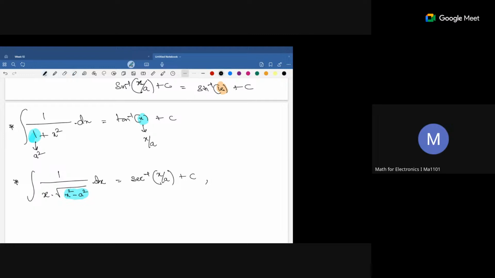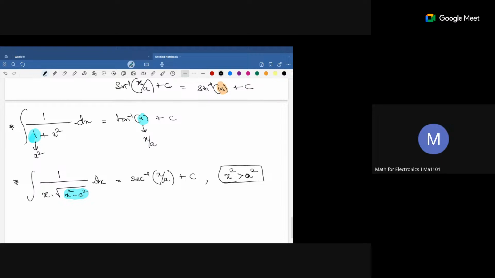denominator. So it's under the square root. So this should be greater than 0. That's the only condition. So you need to have your x square to be greater than a square. Then you can perform the integral. And this is how the integral looks.